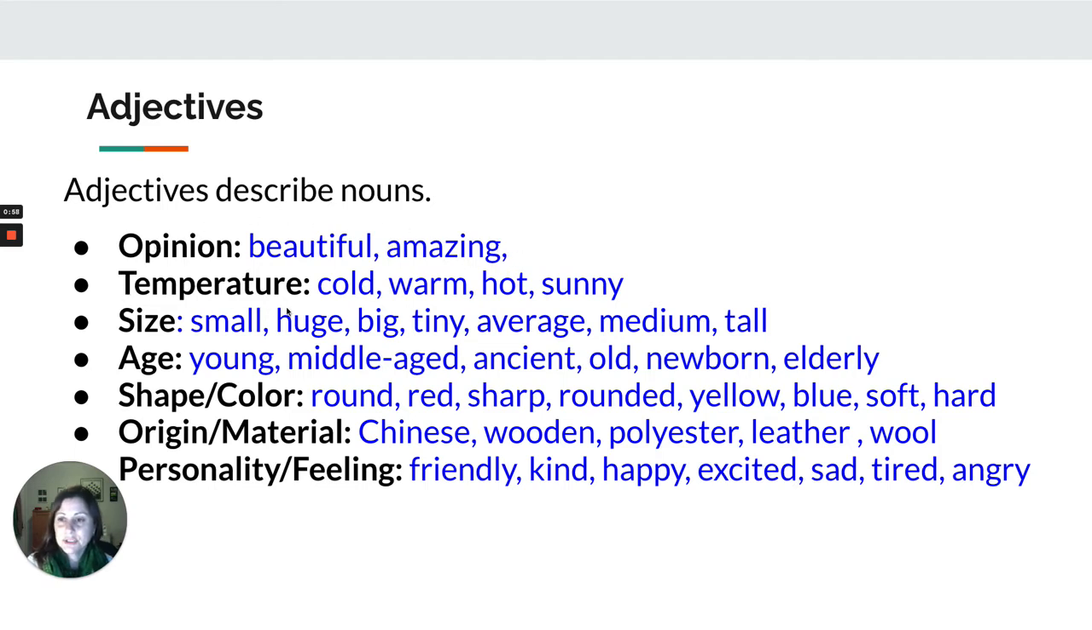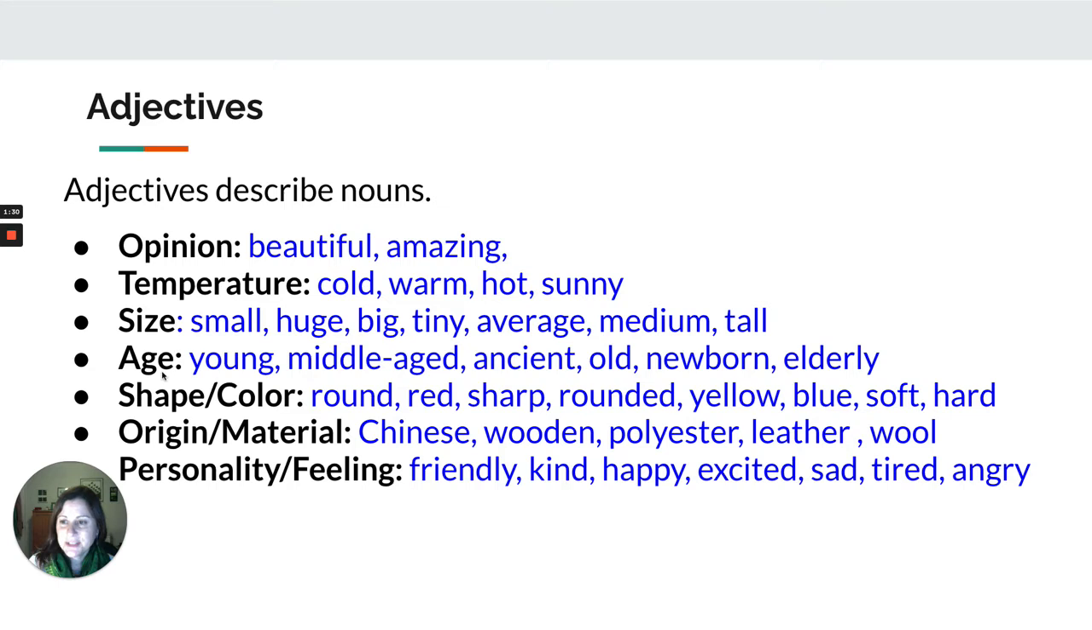You can have adjectives of temperature, like cold, warm, hot, sunny, to describe how you feel or what the temperature is like. The size: small, huge, big, tiny, average, medium, tall. So for example, you might be talking about a scarf, a small scarf, or a huge scarf, or maybe it's a house, like an average house, a tiny house, a big house.